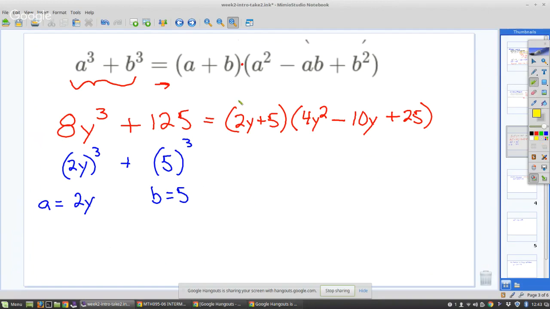So I challenge you to multiply this out to check that it is indeed the factored form of 8y cubed plus 125. So please check that on your own. Something else to think about, could 4y squared minus 10y plus 25 be factored further? So we'll look at that in a couple of slides from here.